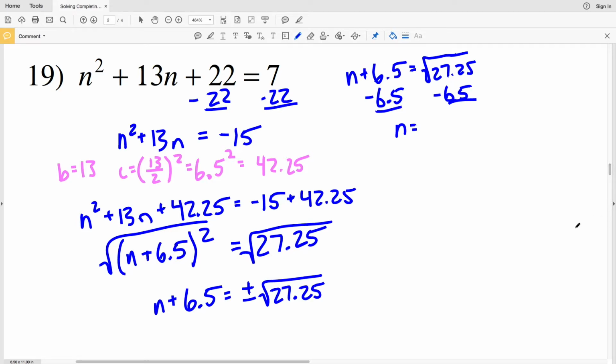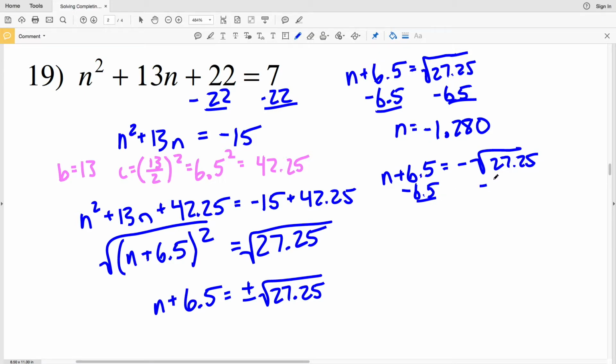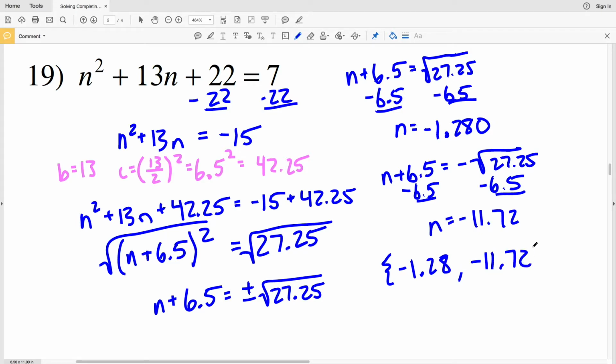1.2798, which on our worksheet they round to negative 1.279, but I'm going to round that to negative 1.280. So negative 1.280, and for n plus 6.5 equal to negative square root of 27.25, I'll subtract 6.5 from both sides to get that n is equal, typing that into my calculator, a negative 11.7201, which rounds to negative 11.72. So my solutions in number 19 are negative 1.28 and negative 11.72.